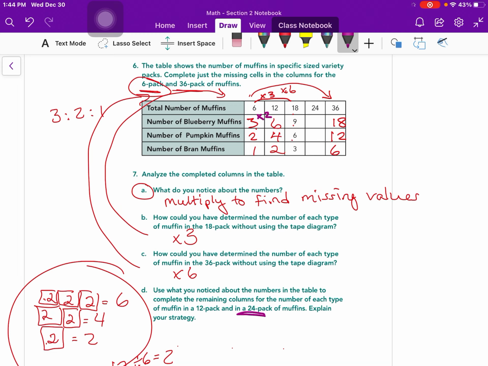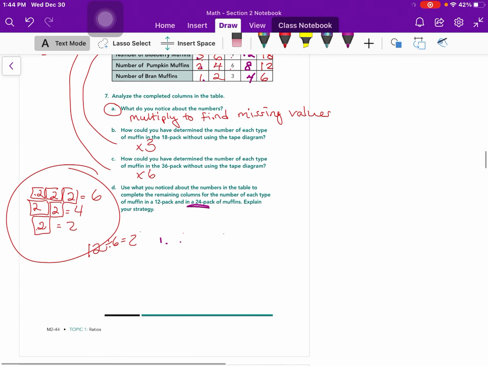For the 24 pack, rather than make a tape diagram, which I most certainly could, I'm going to try to use this multiplication again. And now to go from 6 to 24, 6 times 4 is 24. So if I apply that, I would do 3 times 4 to get 12, 2 times 4 to get 8, and 1 times 4 to get 4. All right. I see quite a few patterns in that.